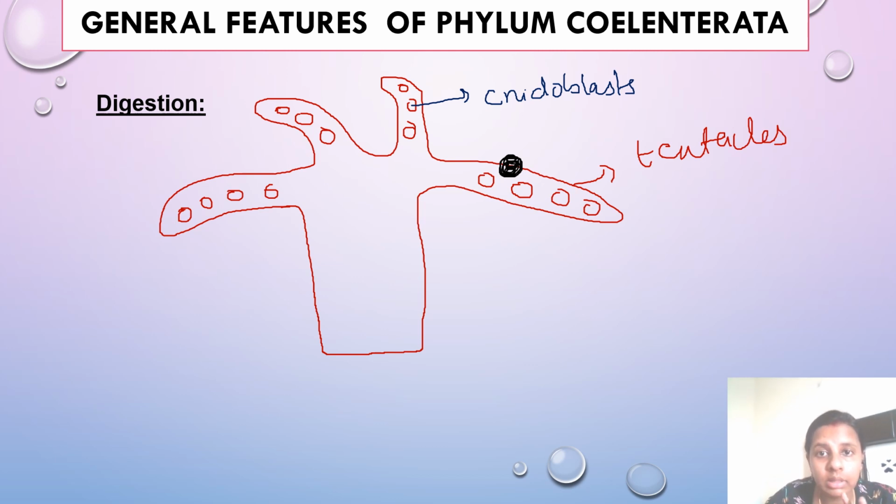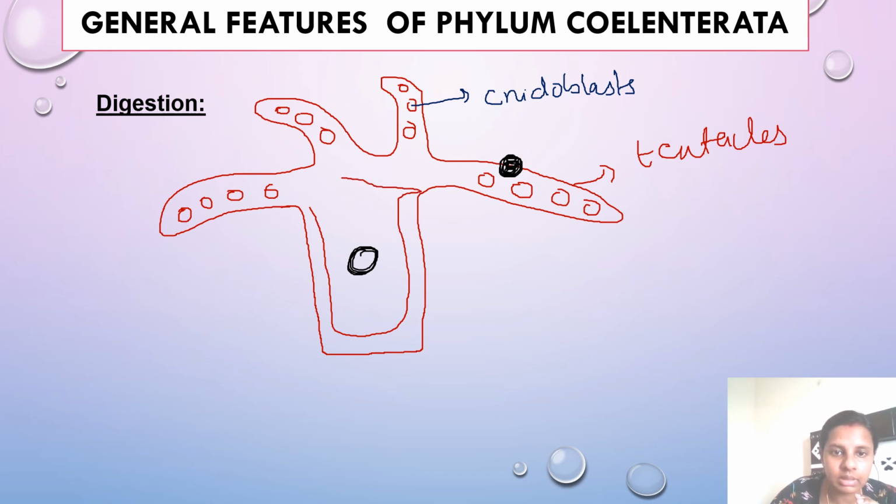Now what will they do? They will direct this prey towards the gastrovascular cavity, so this will come inside the gastrovascular cavity. Let me draw the gastrovascular cavity. This is our gastrovascular cavity, and this is the mouth opening. From this mouth, the prey will come inside this cavity.